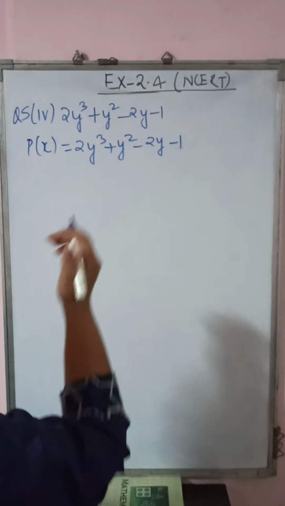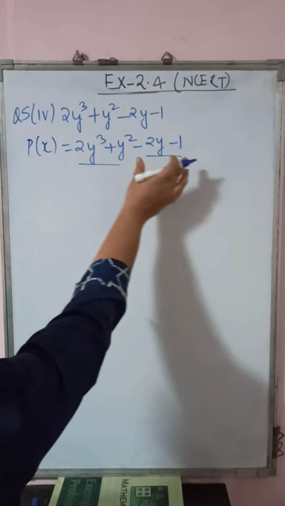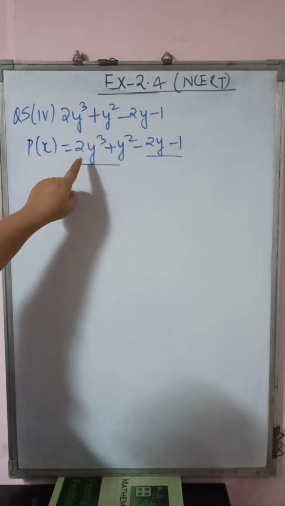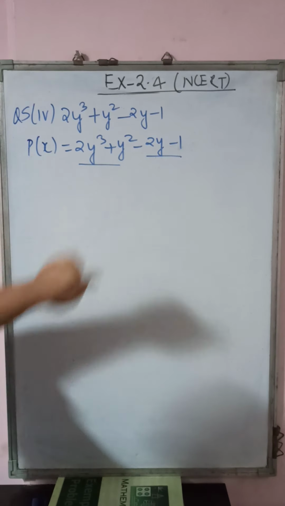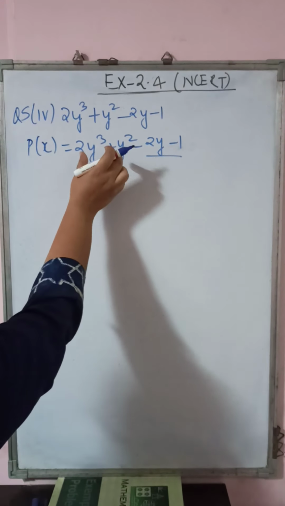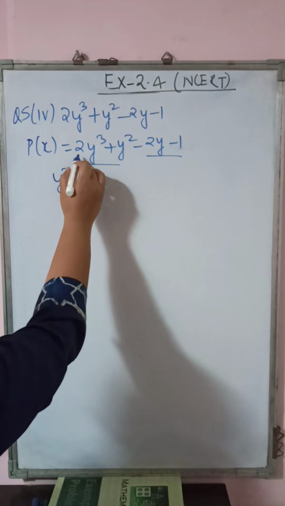First step, I am just grouping the terms. So I have grouped the terms, two terms together I have written. Now I have to see 2y cube plus y square. Can you find anything common in these two? In these two, 2y cube plus y square, y square is common, so I have taken it out.